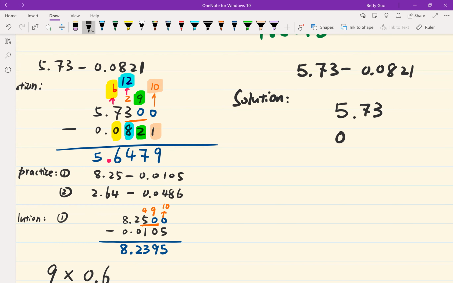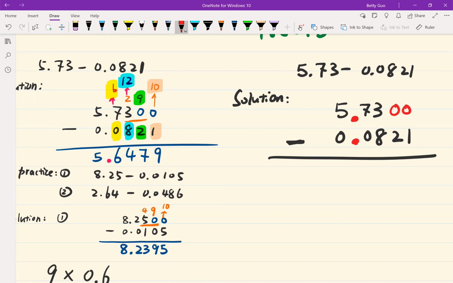So 0.0821. Also make sure the decimal places are aligned. The separators are aligned. The separator is here, and here. Remember, you see nothing here, right? For a decimal, you can add zeros to the end, to the right of the decimal point. All right, let's see how we subtract. Look at this column.